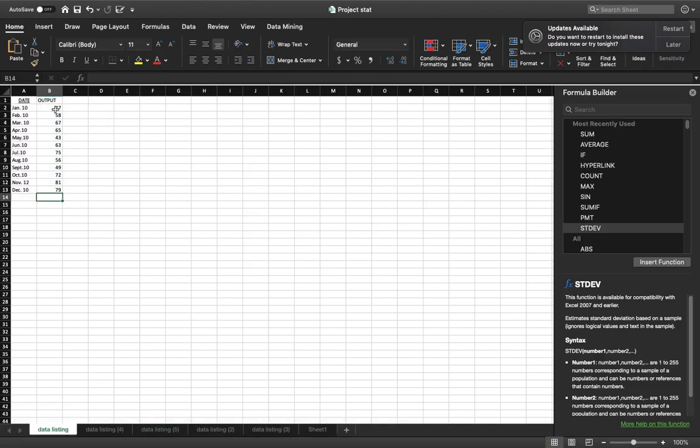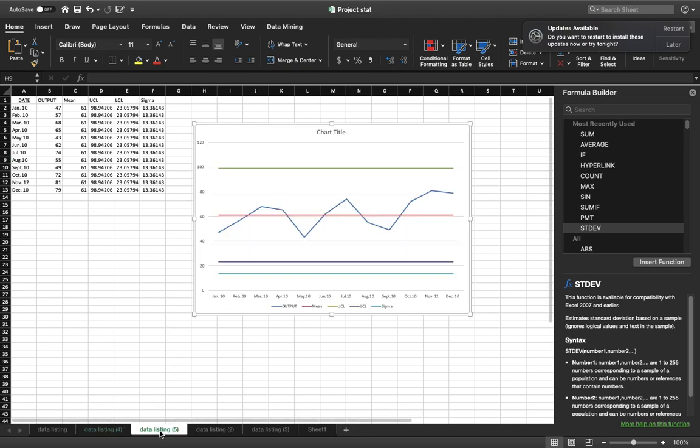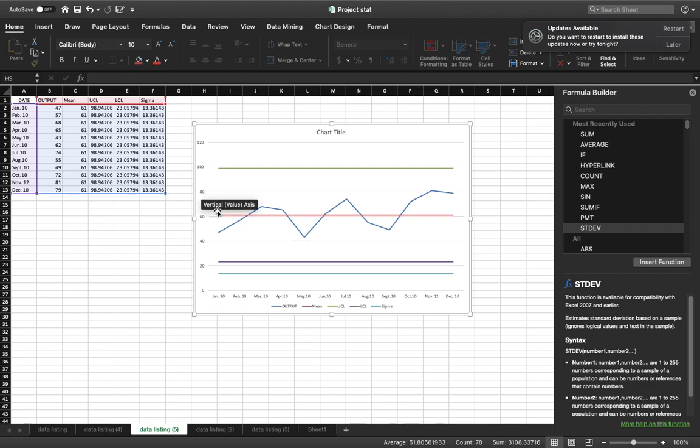So we see here we have a data set over a 12-month period with varying values. Now with those values, we find the mean, UCL, LCL, and standard deviation. Once we have all these values, we plug it into a graph. And you see here that it doesn't really fall below 40 or over 80 too much.